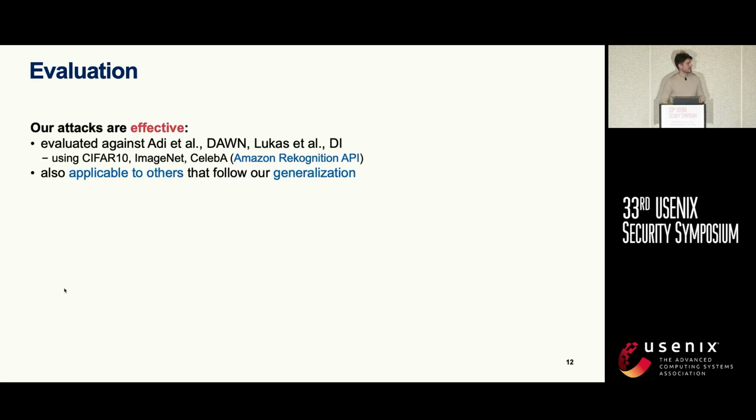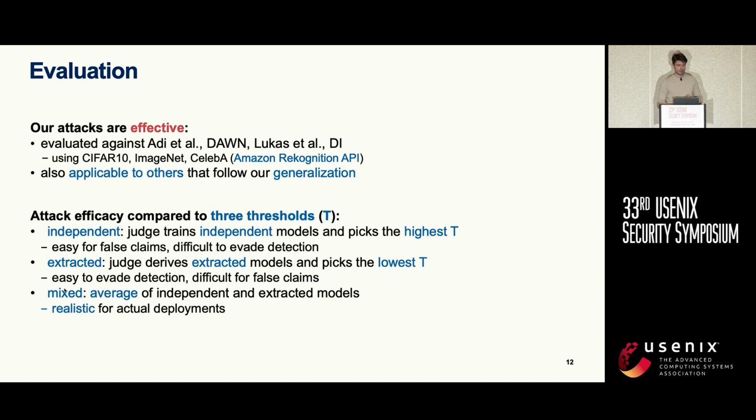So we evaluated against a bunch of schemes. We had just a couple that I'm going to show. There are way more in the paper, and against a bunch of datasets. Crucially, we also evaluated against Amazon's Rekognition API using the CelebA dataset. There is a model that they have, and there are 3 thresholds I'd like you to pay attention to.